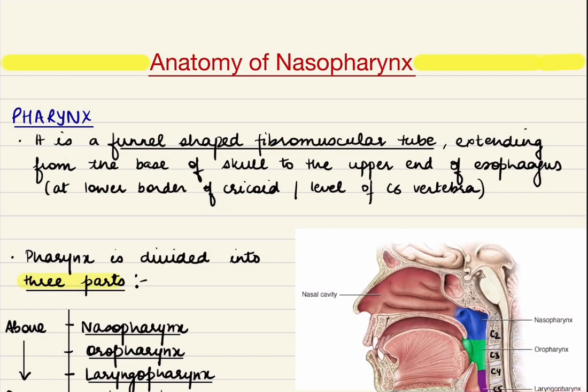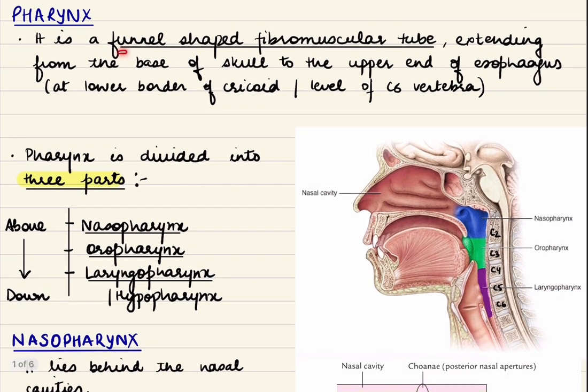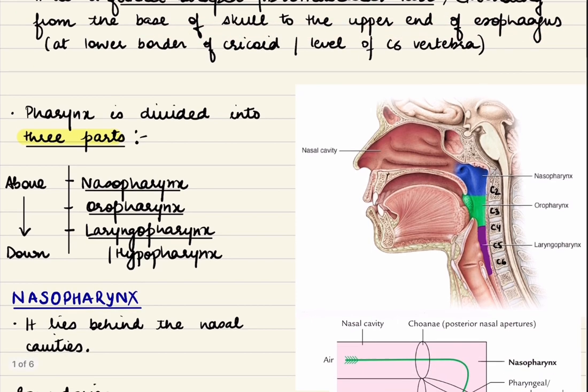In this lecture, anatomy of nasopharynx will be discussed. A little bit about the pharynx first. This pharynx is a funnel-shaped fibromuscular tube extending from the skull base to the level of upper end of esophagus. Now coming to this diagram, we can see this is the pharynx and this extends from the skull base to the level of C6 vertebra, lower border of C6 vertebra. At this level, the pharynx continues inferiorly as the esophagus.